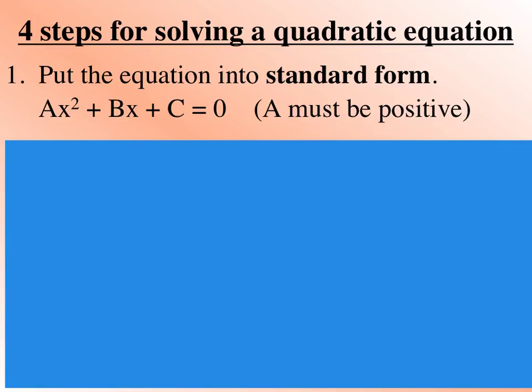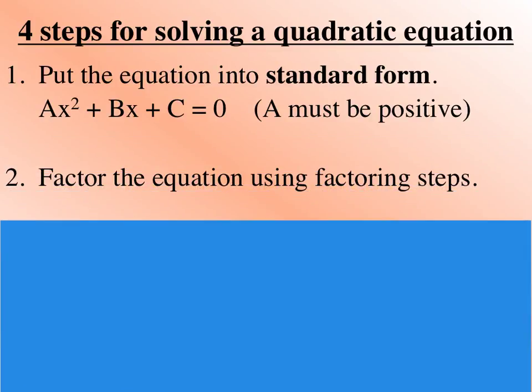So our steps for solving a quadratic equation using factoring would be to put the equation into standard form first, and standard form would be ax squared plus bx plus c, and now we're adding an equals 0 since we're making these into equations that we're going to solve. So you want to basically have everything on one side and then 0 all by itself.